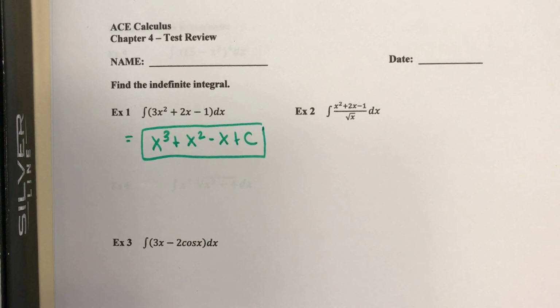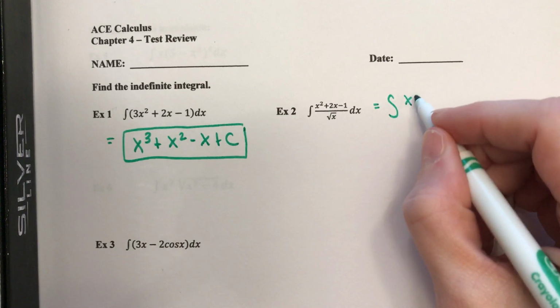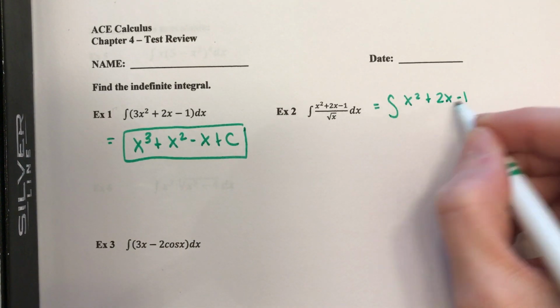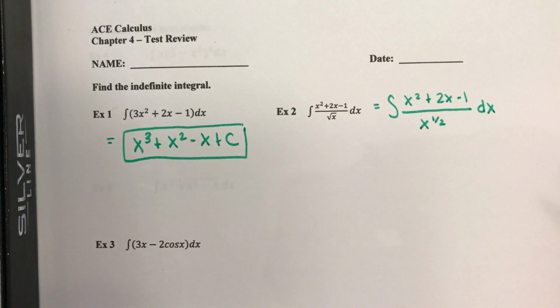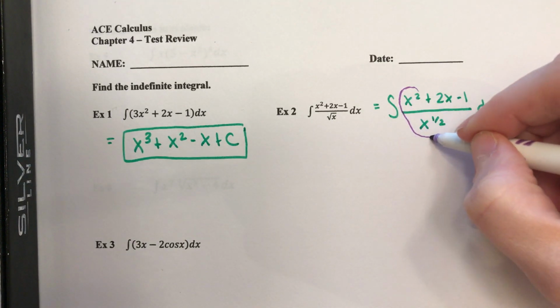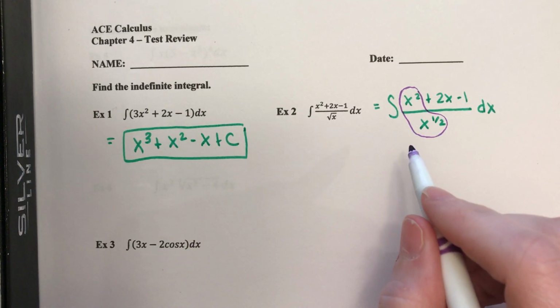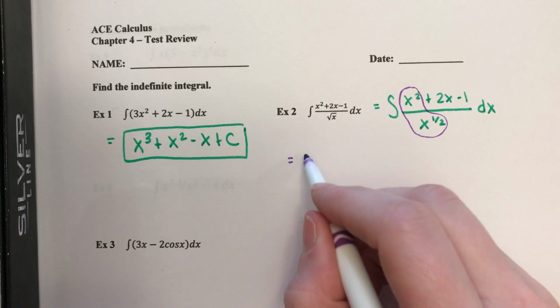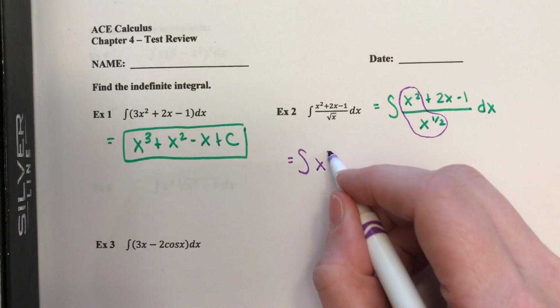Okay, so number 2. First thing I notice is I have a radical, so I'm going to take some time to rewrite this problem without the radical. I'm going to write this as x to the 1/2 on the bottom. Now I want to get separate terms, so I'm going to divide each part on the top by the part on the bottom. When we divide, we subtract exponents. So 2 minus 1/2 is 3/2, so that's x to the 3/2.